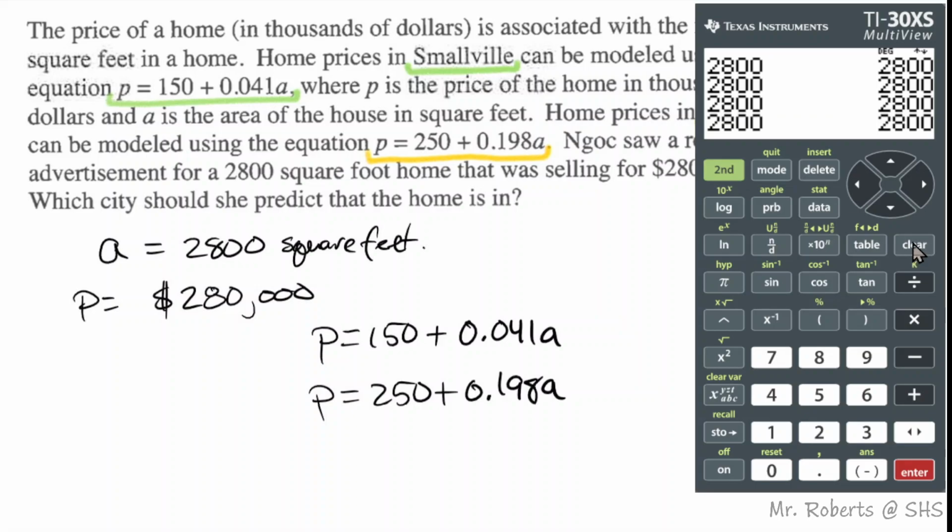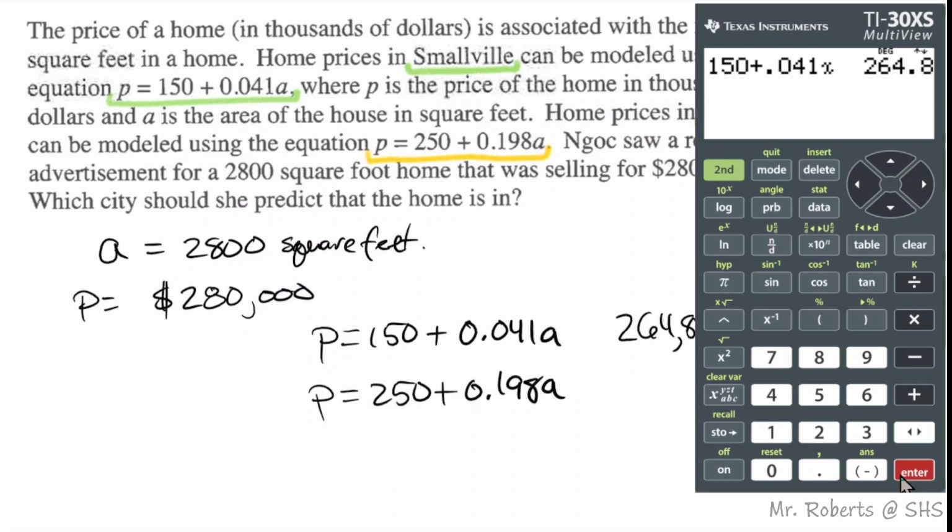That was embarrassing, because instead of 150 plus 0.041x, I did multiplication there. So when I do it correctly, I get 264.8, and these are thousands, so the price would be $264,800. That's what the model predicts the house would cost in Smallville.